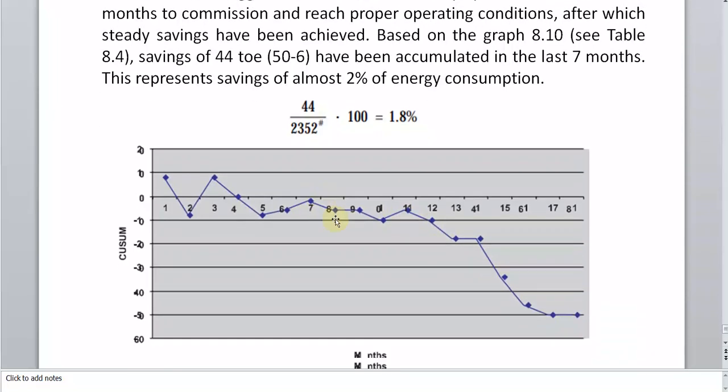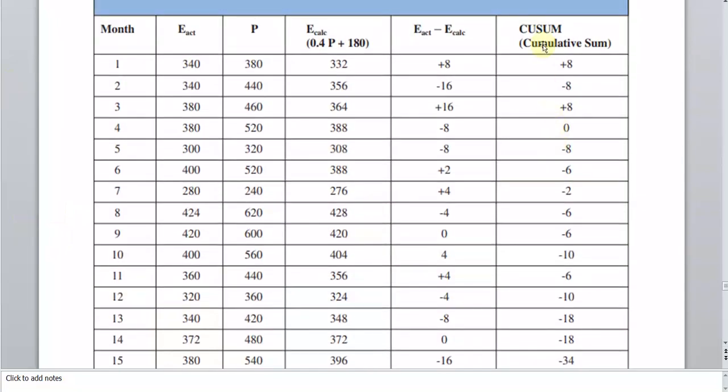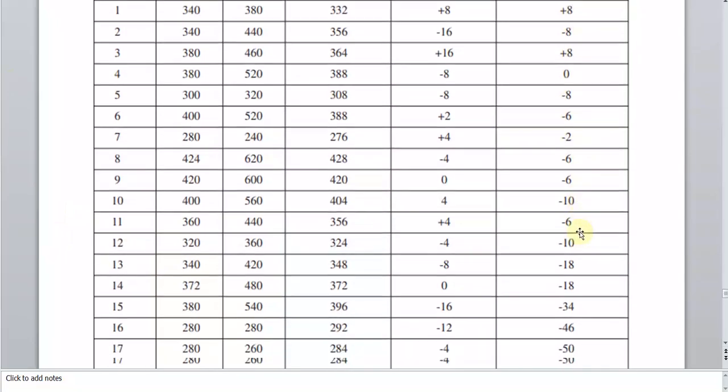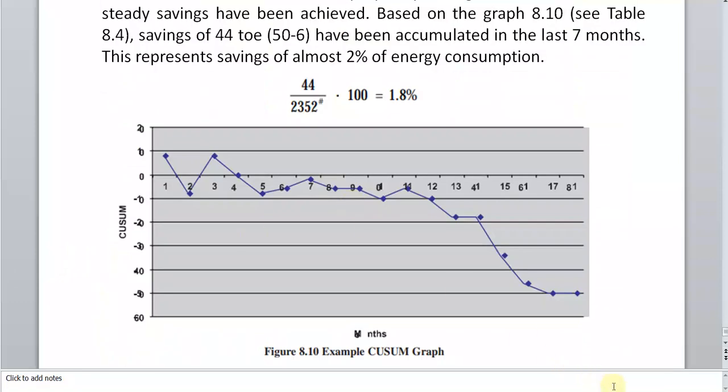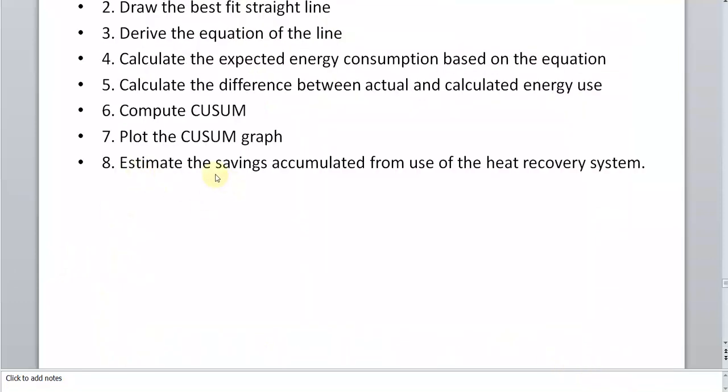Okay, this is nothing but the CUSUM plot. Okay, by finding out the different values. Okay, आता हे जे व्हॅल्यू आहेत +8 -8 हे 52 वगैरे हे सगळे हे व्हॅल्यू आहेत क्यूसमचे. ओके, दॅट वी हॅव फाउंड आउट. नाव लास्ट स्टेप. लास्ट स्टेप काय आहे? Estimate the, already we have plotted the CUSUM graph, then we have to estimate the savings accumulated from use of heat recovery system. Okay, we have to show the savings.